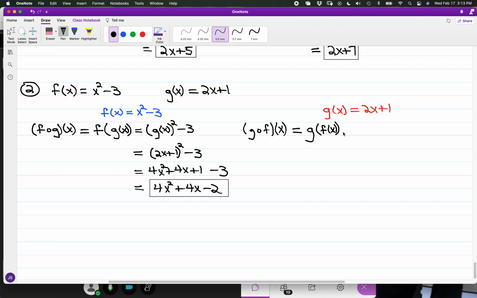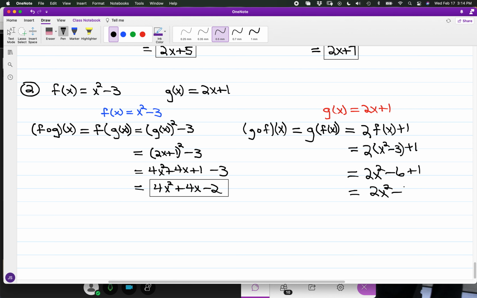So for g of f of x, you're now going to have 2 times f of x followed by the addition of 1. And again, f of x is x squared minus 3, plus 1. In the follow through, you have 2x squared, 2 times negative 3 becomes negative 6, and we have plus 1. And so for the result here, this will come out to 2x squared minus 5.